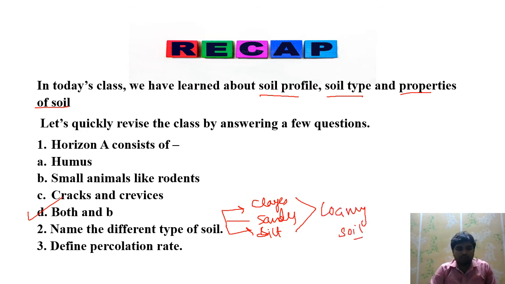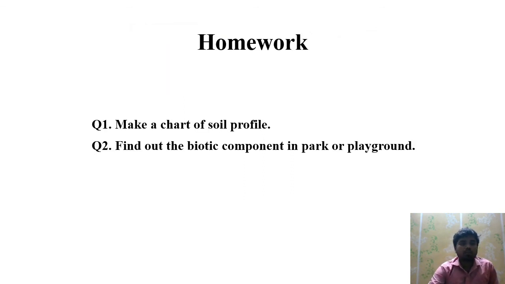Now you have to define the percolation rate. It is a process through which the water can enter inside the soil. This is known as percolation rate. So now your homework is you have to make a chart of soil profile in your area, and you have to find out the biotic component in the park or a playground, and you have to also take the images also.